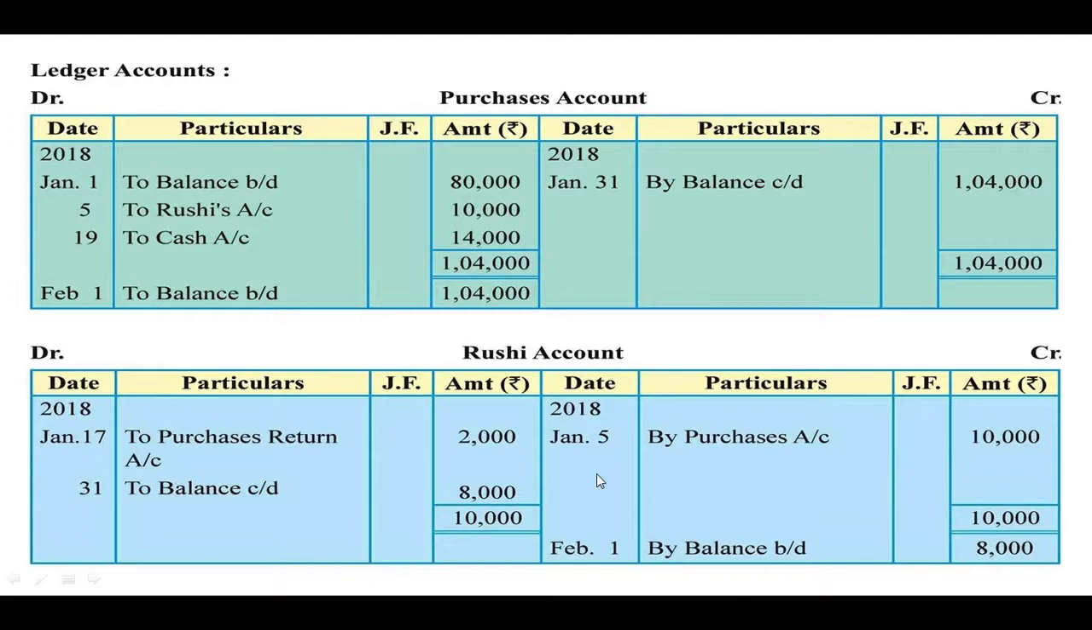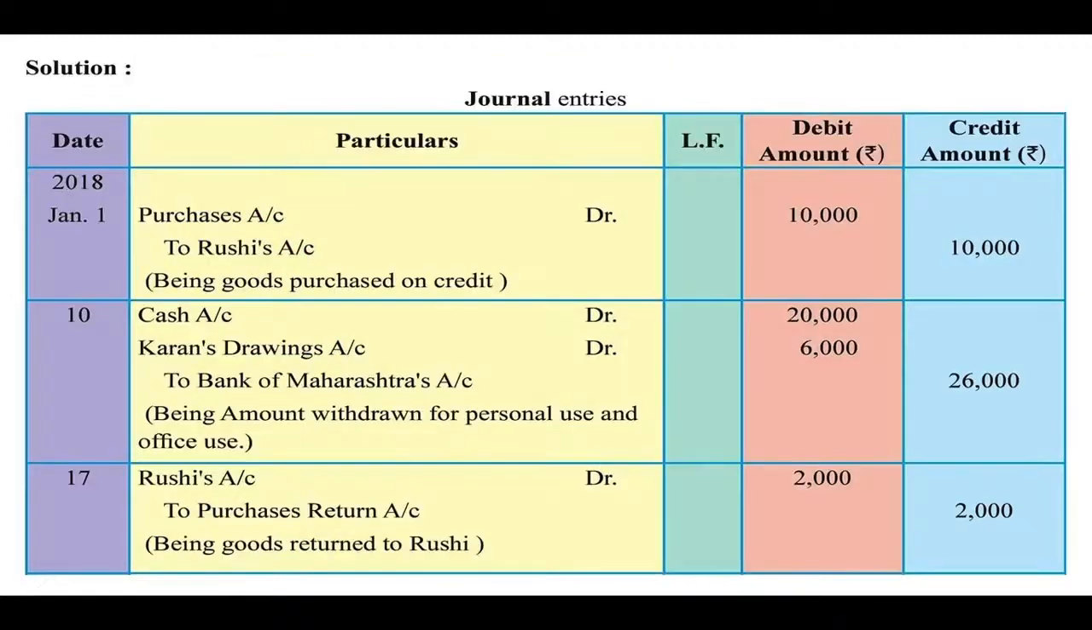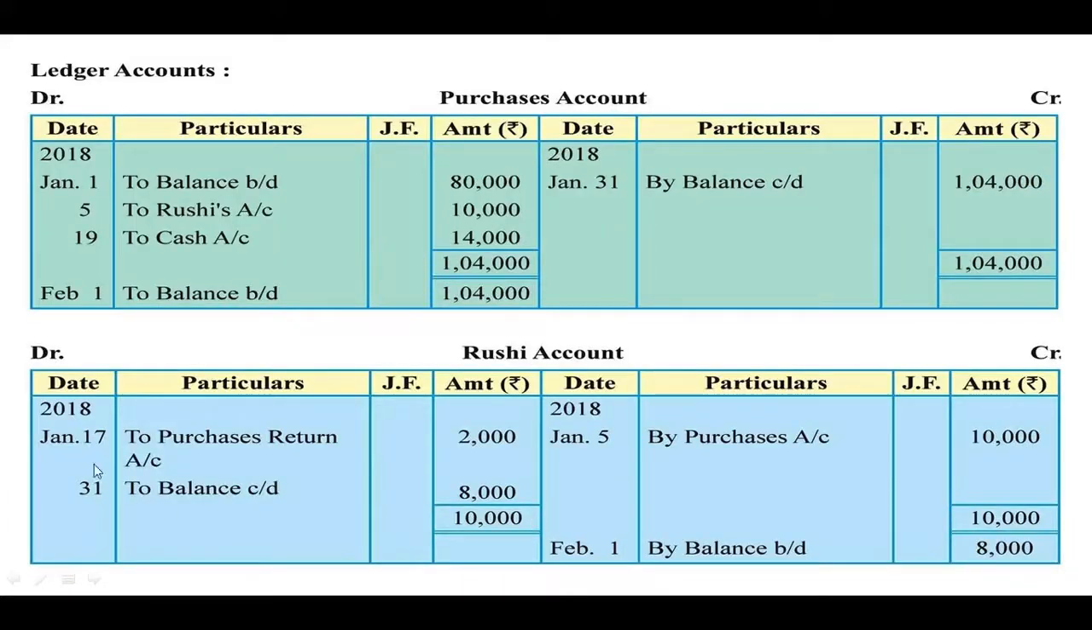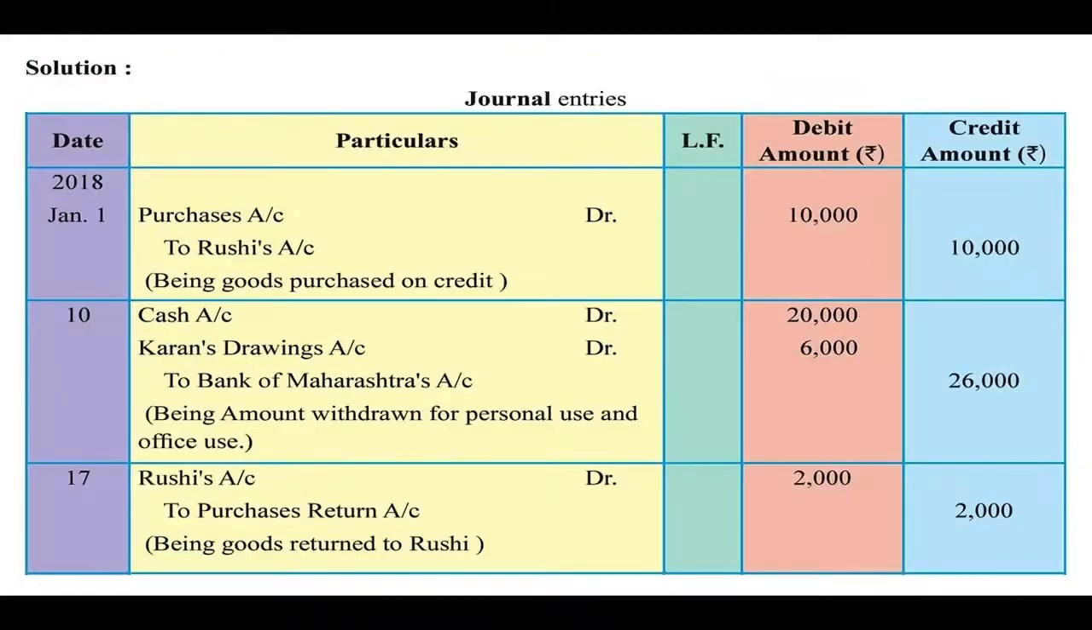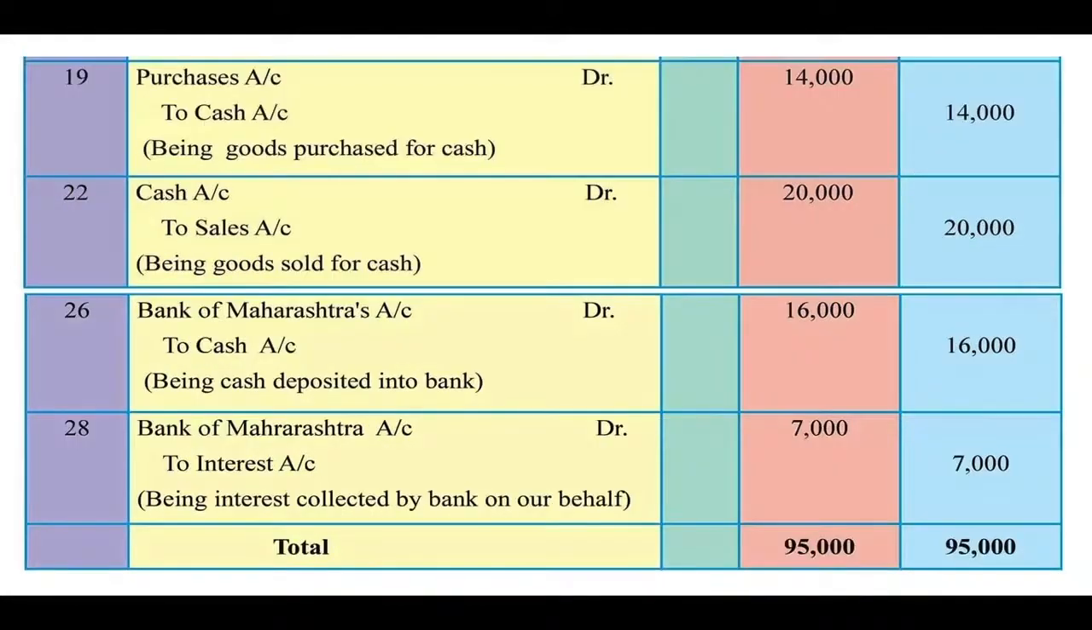Now we have to look for Rushi's account in other journal entries. So here there is no Rushi's account, but here there is Rushi's account. Now Rushi's account is debited and the opposite account is purchase return account, which is credited. So the opposite account which is credited will be recorded on the debit side of Rushi's account. So here 17th January to purchase return account 2000. After that we have to go through other journal entries and check whether Rushi's account is involved anywhere. Here no, it is not involved.